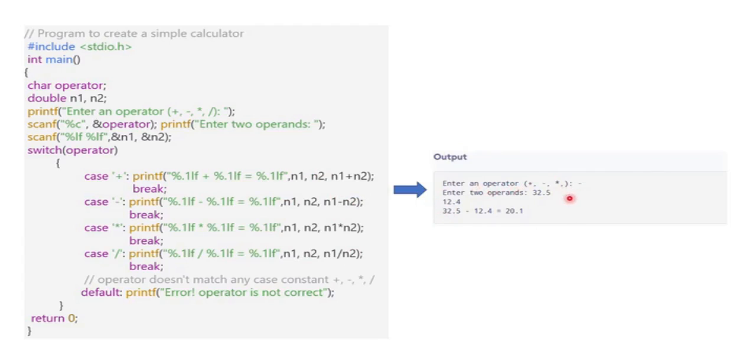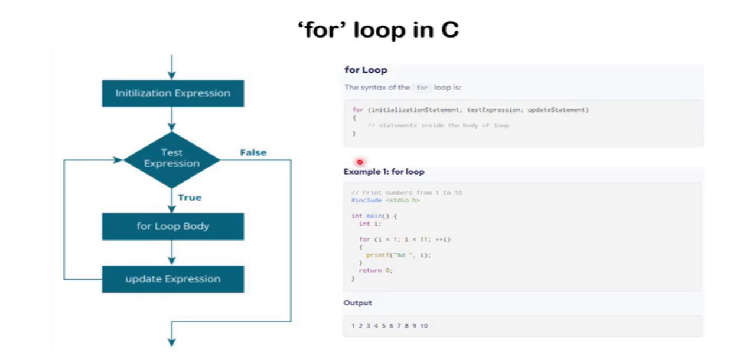When the user enters minus, it asks to enter two operands, 32.5 and 12.4. When we perform this subtraction, we get 20.1. The compiler also returns the value 20.1. So this is how the switch statement works.